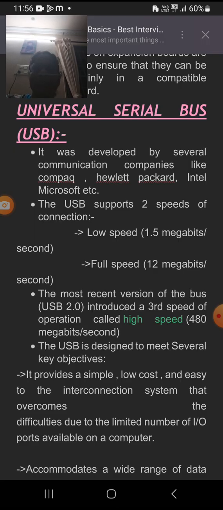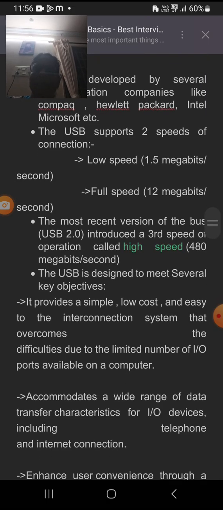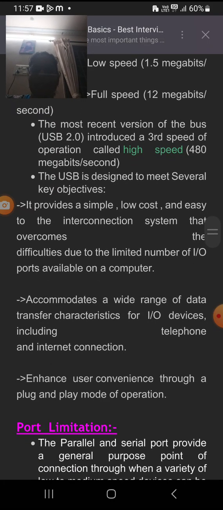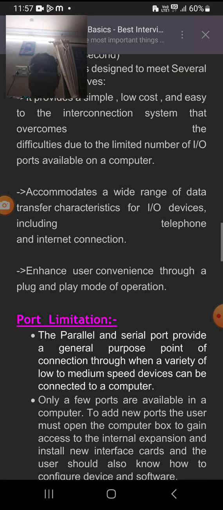It provides a simple, low cost and easy to use interconnection system that overcomes the difficulties due to the limited number of input output ports available on the computer. It accommodates a wide range of data transfer characteristics for input-output devices, including telephone and internet connections. It also enhances user convenience through a plug-and-play mode of operation.